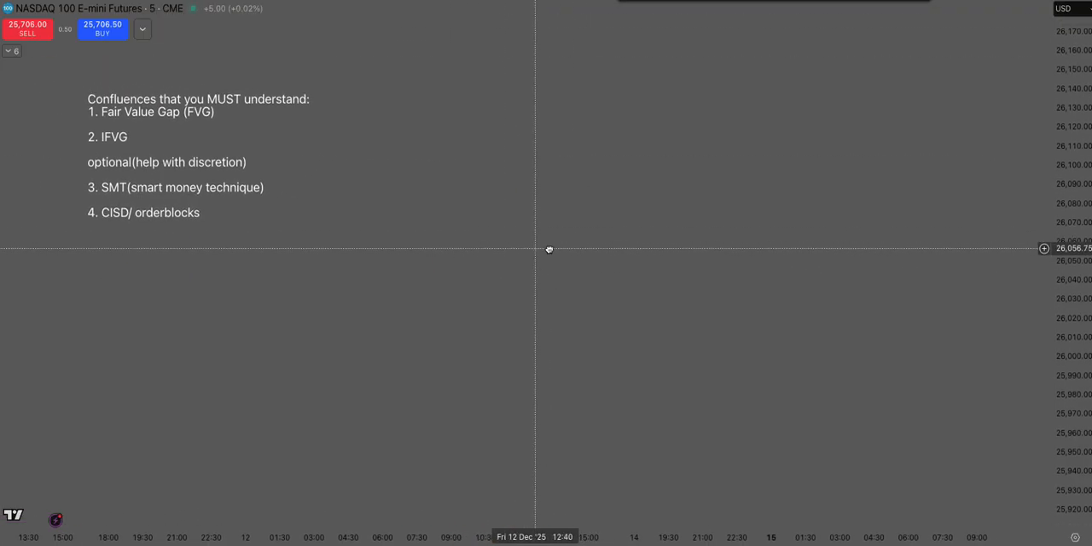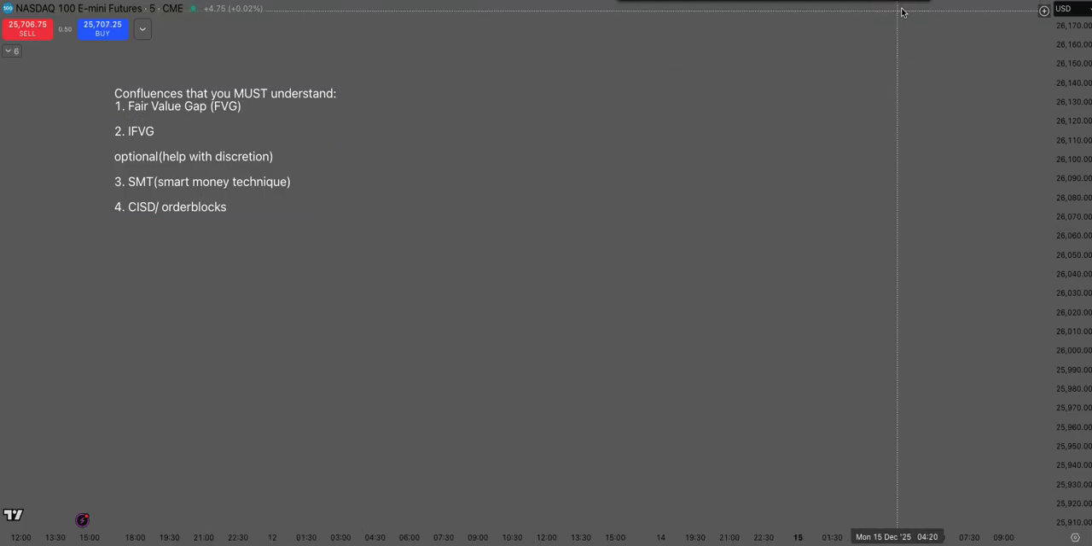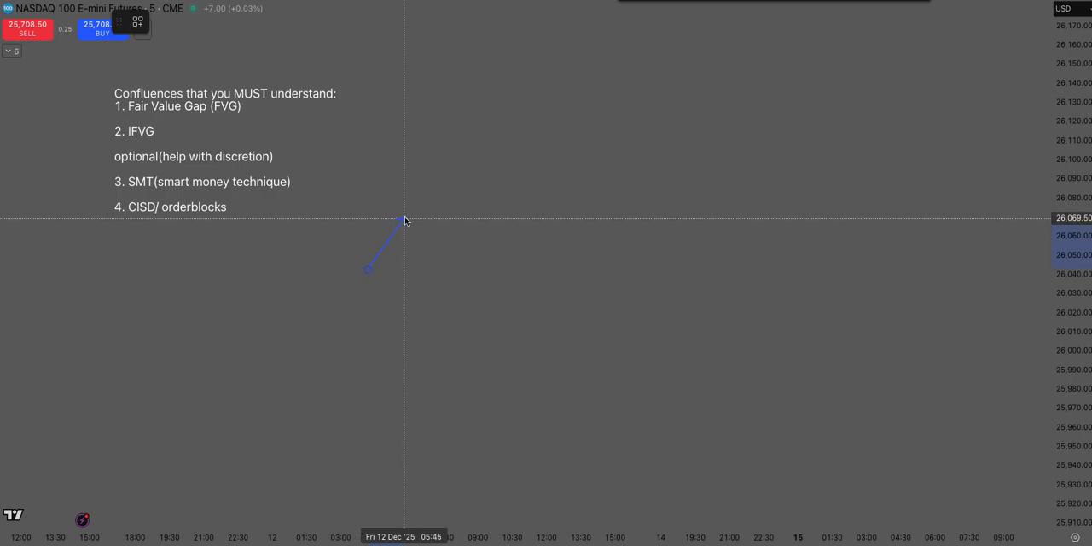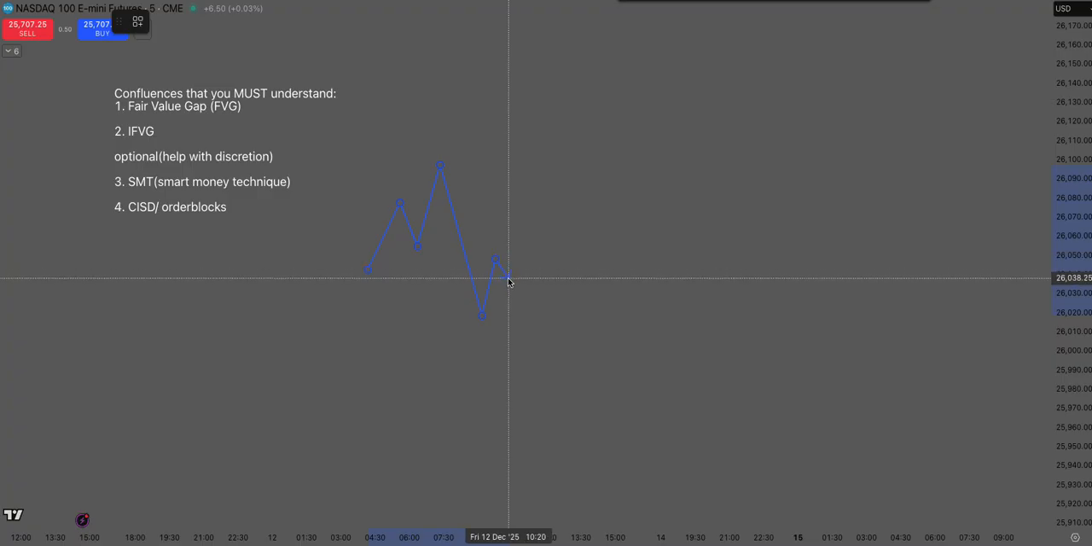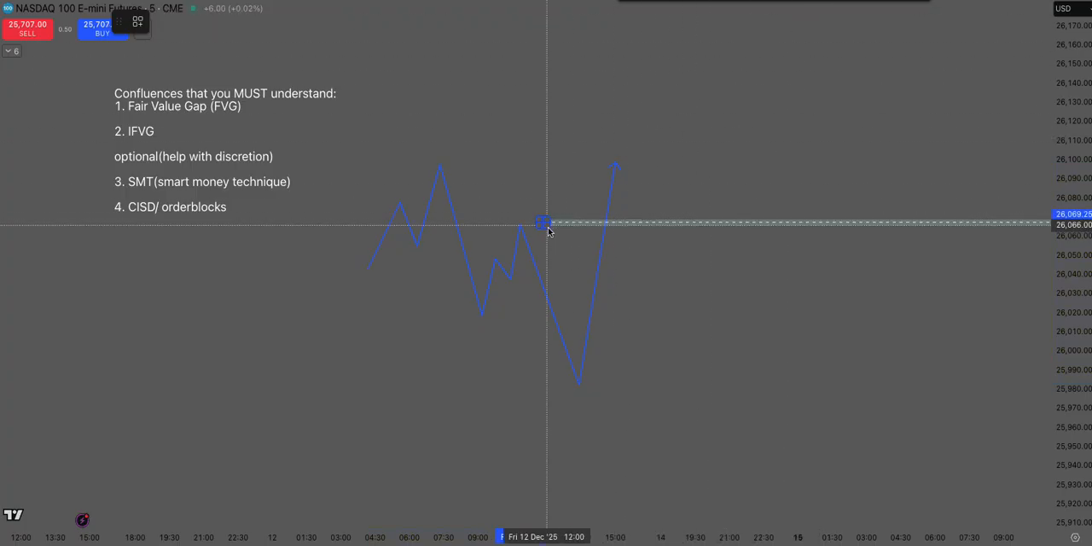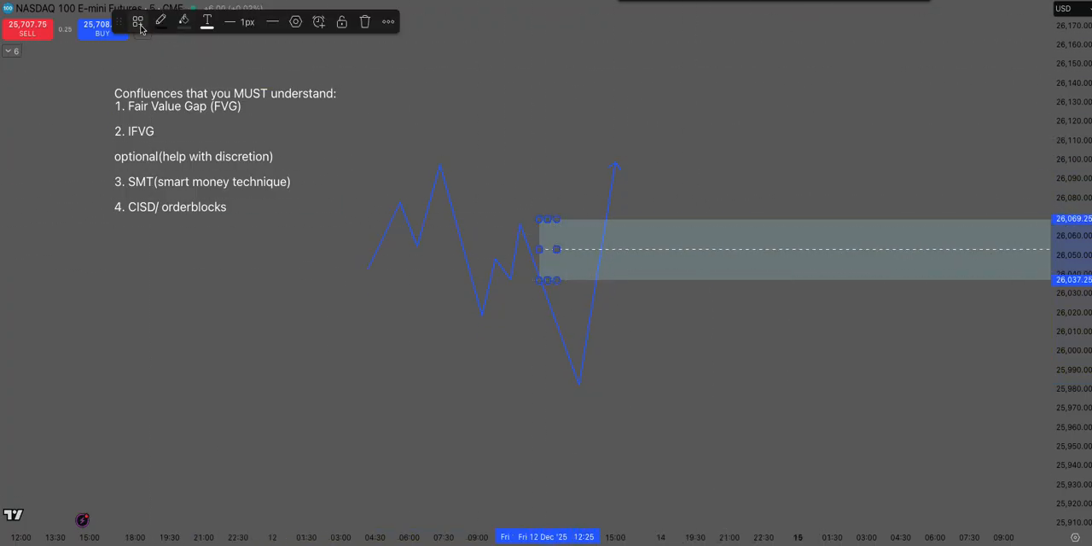So it's 9:30. All you're doing is waiting for a 5-minute fair value gap. You're on the 5-minute and you're not doing anything else. Let's say the market opens here and we're consolidating, very manipulative, nothing is really happening. Then we see a sweep. This doesn't even matter. Then we come up here and create a 5-minute gap. All you're doing for my model is waiting for a 5-minute fair value gap to form.